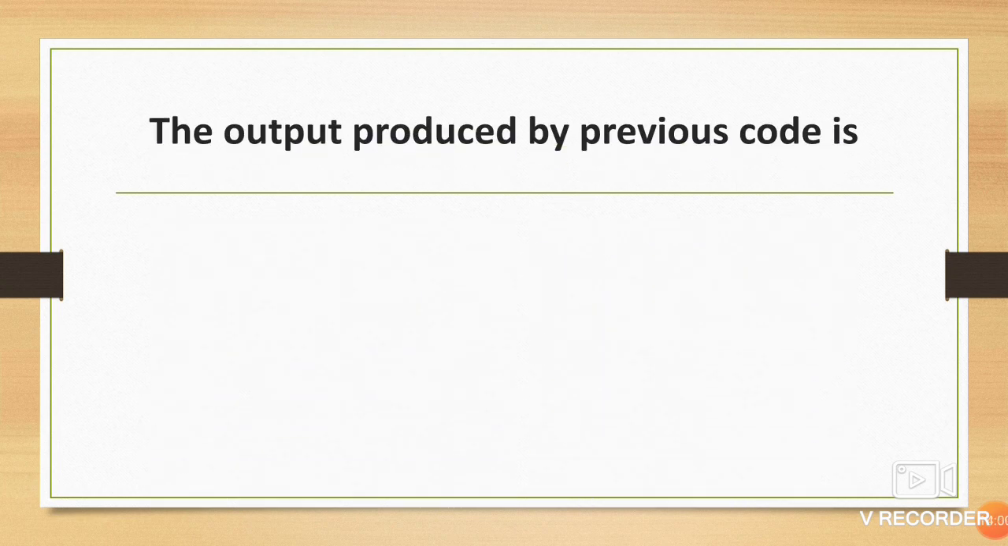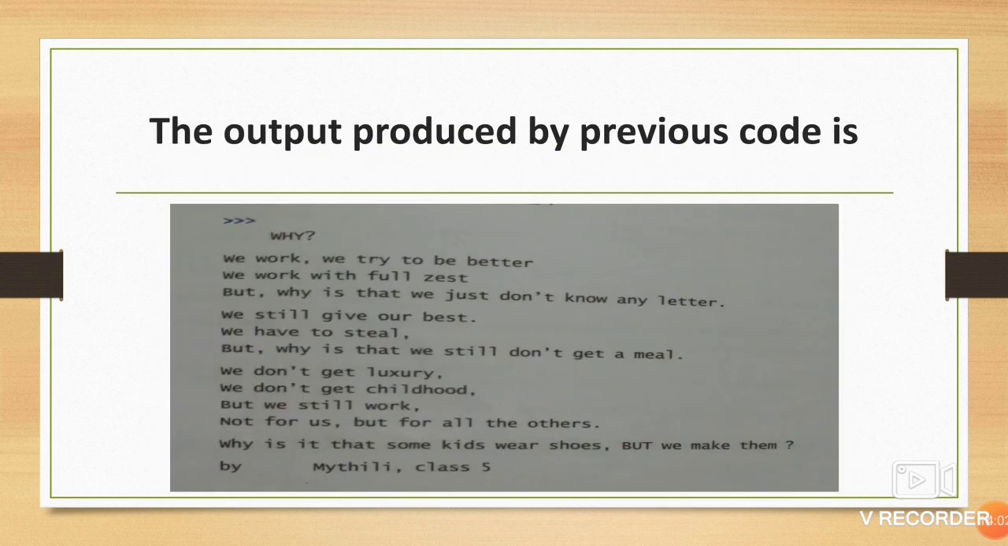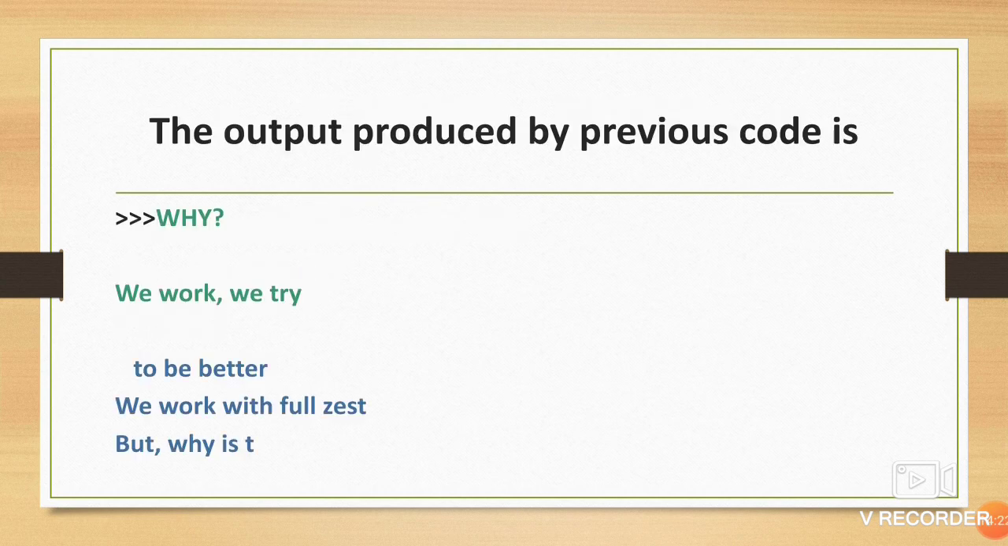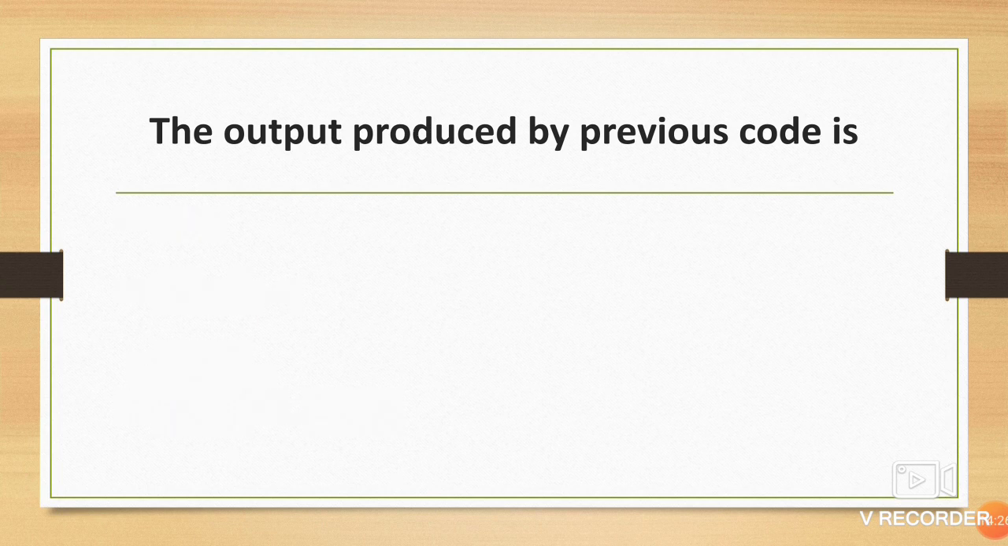So what will it display? The output produced by the code is the complete file. It will display the complete contents of poem.txt. Clear? So I think you all understand it. Again we will revise all the things here. We will go through only the programs now.